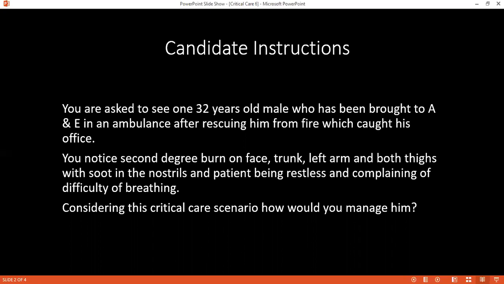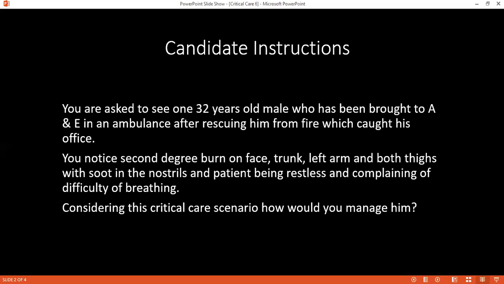Considering the stem, would you be able to calculate the surface area of burn for this particular patient? Yes, ma'am. I will use the Wallace rule of 9 to calculate. Face is 4.5, trunk, if it's whole trunk, then anterior trunk is 18, left arm 9, both thighs 9 and 9, 18, 36, 9, 45. It's around 50, ma'am. Yes, 49, 50. Little bit more.